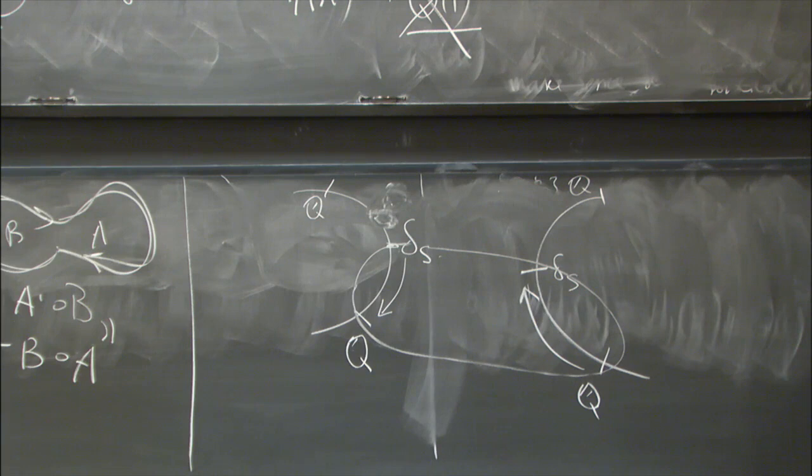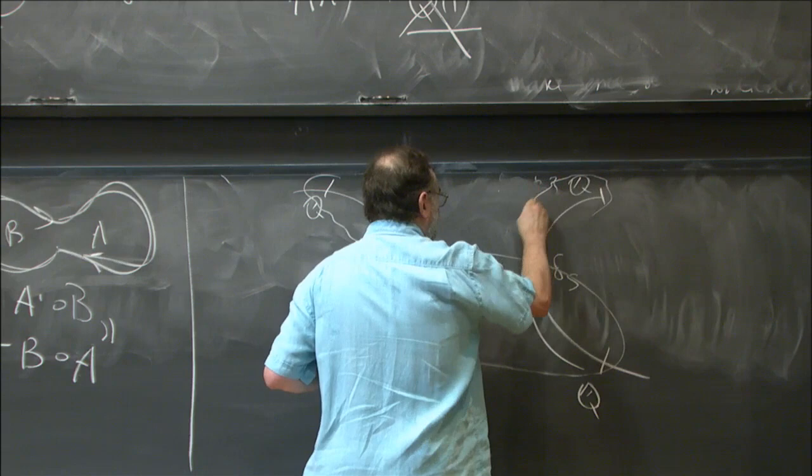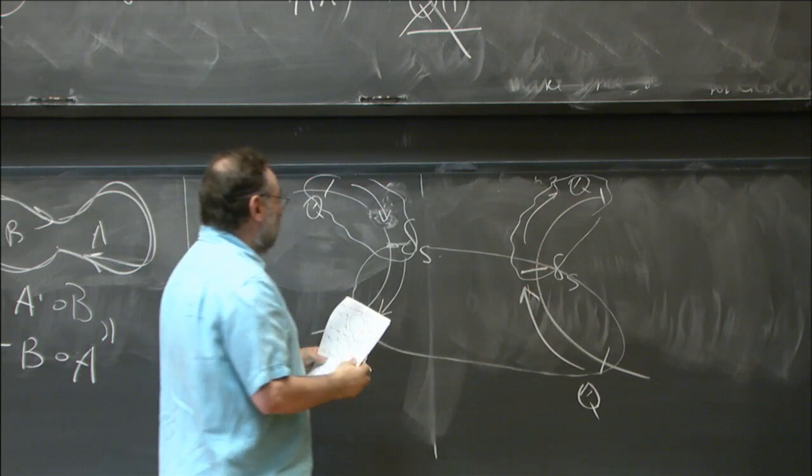OK? Or I can do another thing here. I can just take Hom from here to here. And then I have to pair it from here to here, because the arrows are gluable only this way. So I can glue them this way.